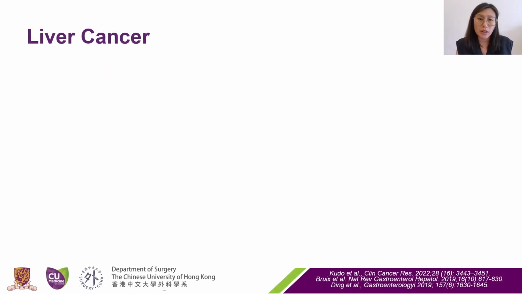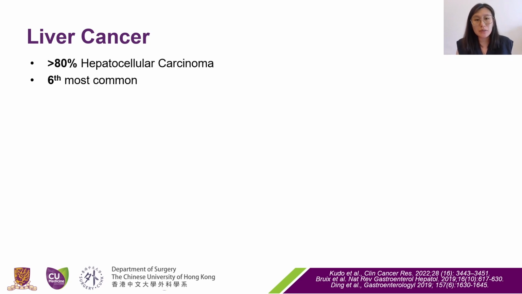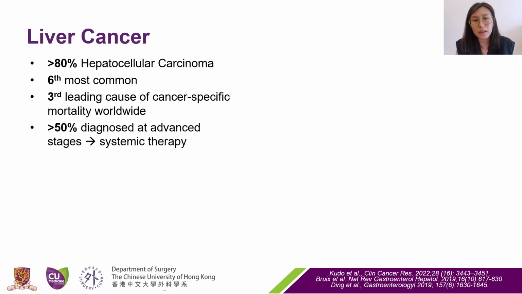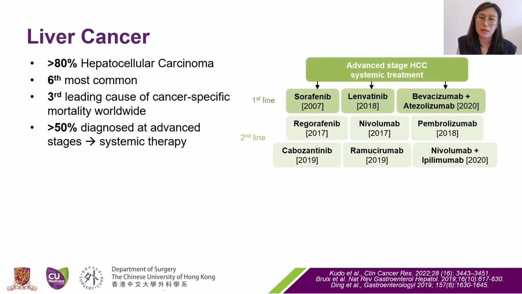So just for a bit of context, liver cancer, primarily hepatocellular carcinoma, is the sixth most common and third leading cause of cancer-related deaths worldwide. Unfortunately, the majority will be diagnosed at advanced stages, whereby systemic therapy is their main course of action. Despite recent advances in treatment options, only a subset of patients usually benefit, as marked by only 5 to 30% of objective response rates.